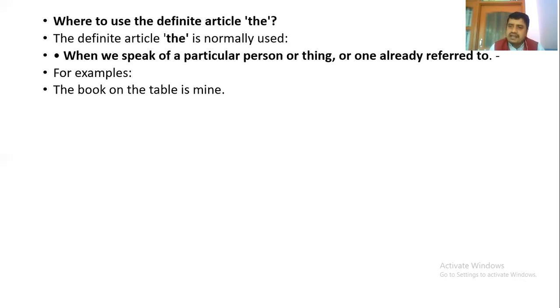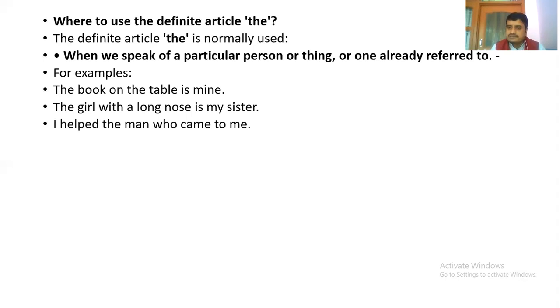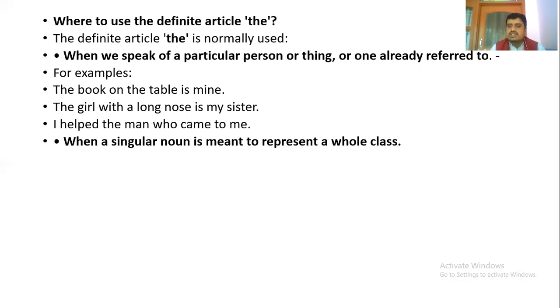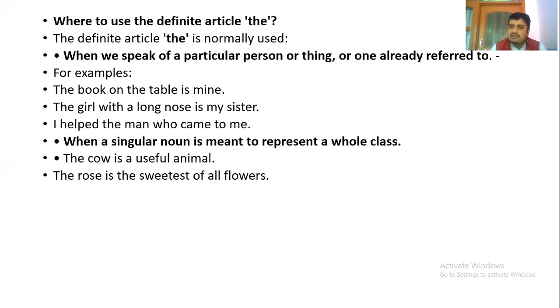Specific gare ke the kitab table mai bhayeko kitab, the book on the table bhaneko particular book. The girl with a long nose is my sister, not other girl, the girl with the long nose. I helped the man who came to me. When a singular noun is meant to represent a whole class, like the cow is a useful animal, not a particular cow but all the cows. The rose is the sweetest of all flowers.